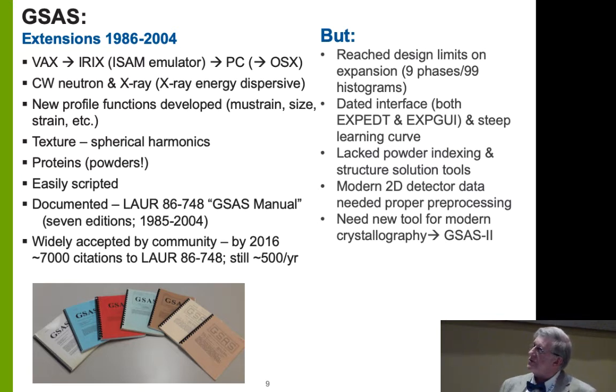The other thing is that I said I was responsible for a high-intensity powder diffractometer at Los Alamos, and I said this thing is ideal for doing texture measurements. How do you do it? So I implemented spherical harmonics analysis in a Rietveld refinement to analyze texture.